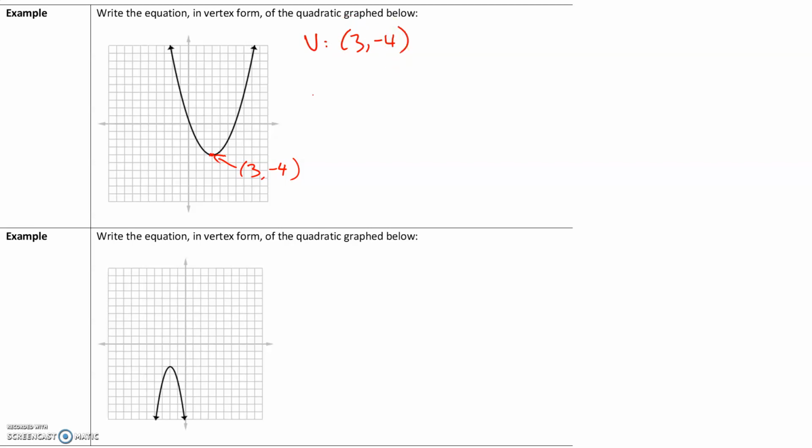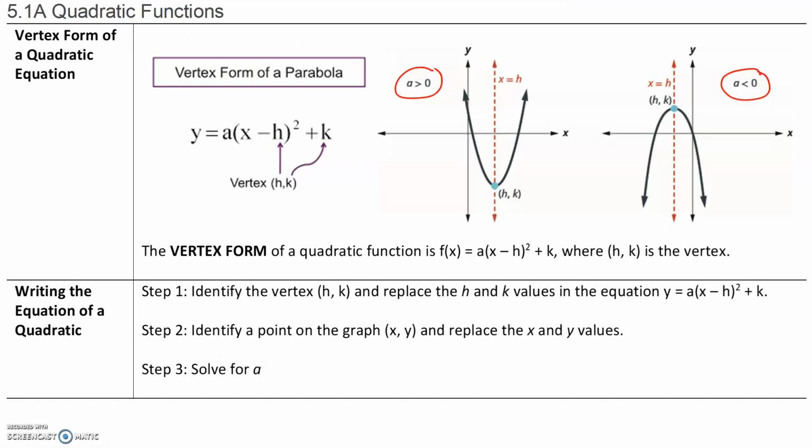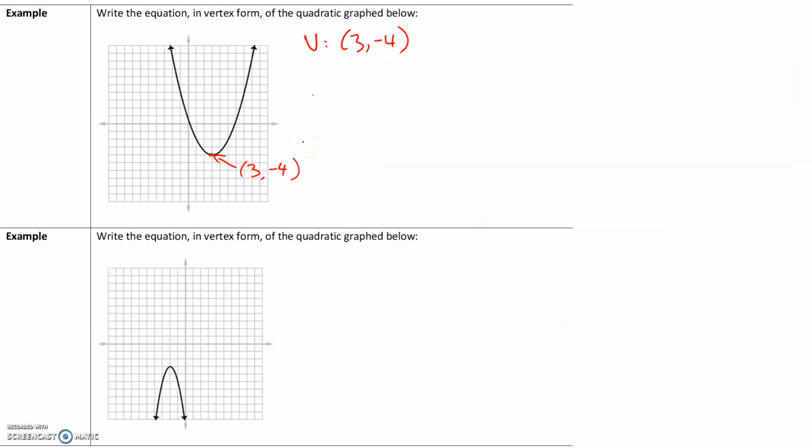The equation of a parabola in vertex form is this. So we're going to say y equals a, which we don't know what that is, times x minus h. The h value is 3, and that's the k value, so x minus 3 squared, plus k, which is plus negative 4, which means we can just write that as minus 4. But we still have to identify the a value. We have to find out what that is.